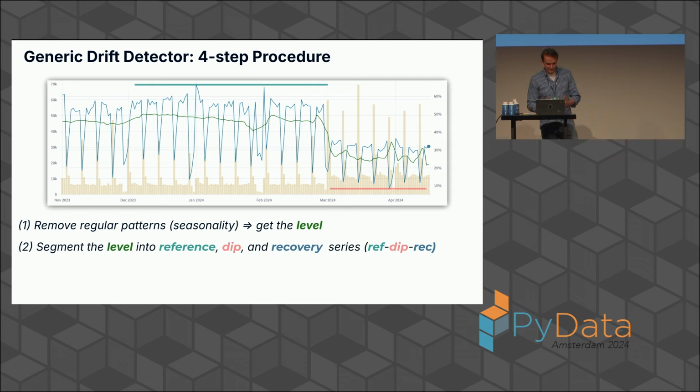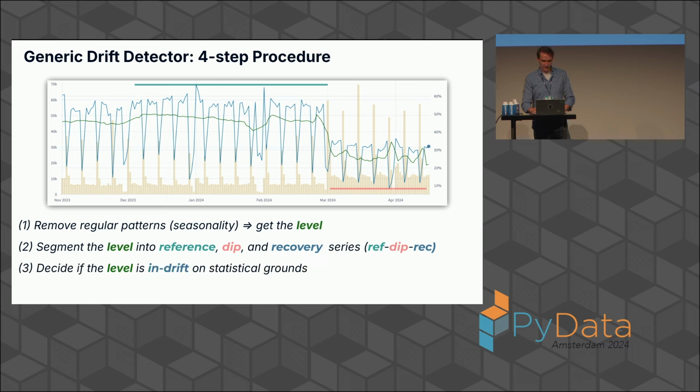Now, the next step, take this level, segment automatically, right? You see the green line over here, this is the reference period. Now, this is the dip period. Finally, not in this series, but it can be a recovery period. You want to detect recovery because you don't want to send your analyst an already recovered series, right? So this segmentation is the second step.